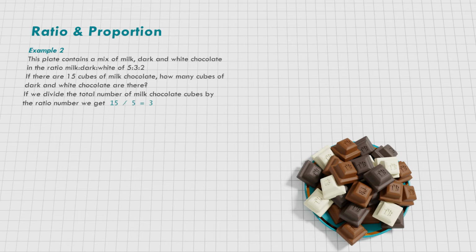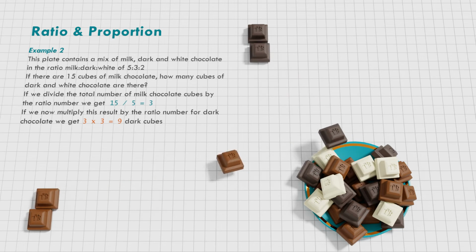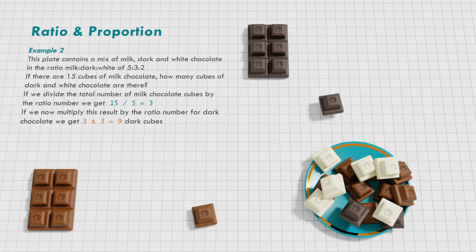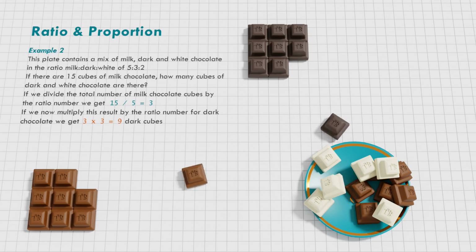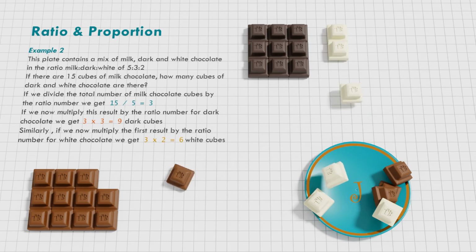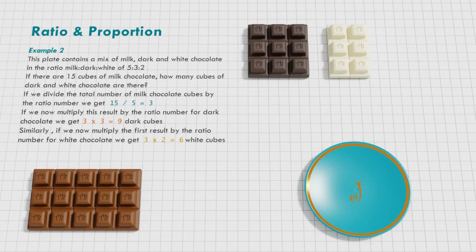If we divide the total number of milk chocolate cubes by the ratio number, we get 15 divided by 5 equals 3. If we now multiply this result by the ratio number for dark chocolate, we get 3 times 3 equals 9 dark cubes. Similarly, if we now multiply the first result by the ratio number for white chocolate, we get 3 times 2 equals 6 white cubes.